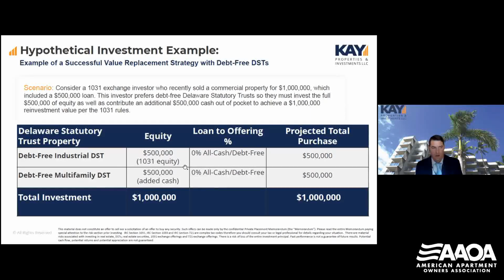This is kind of the scenario that I covered already, but it is in the equity column, right? We see 500,000 of 1031 equity, 500,000 of added cash or cash out of pocket, the projected total purchase, of course, that being 500,000 each for each of those line items, with a $1 million total purchase. So that would be going from having a loan to not having.